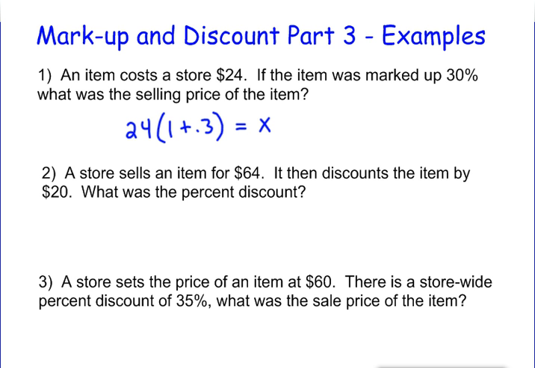I'm going to assume on all of these that you have a calculator at hand. This is not a calculation video, so you can do the calculation yourself. And when you multiply 24 times 1.3, you're going to get $31.20. Now, that is the selling price. If you wanted to know the actual markup, well, subtract $24 from that, and it was a $7.20 markup, which is what the store made as profit on that particular item.